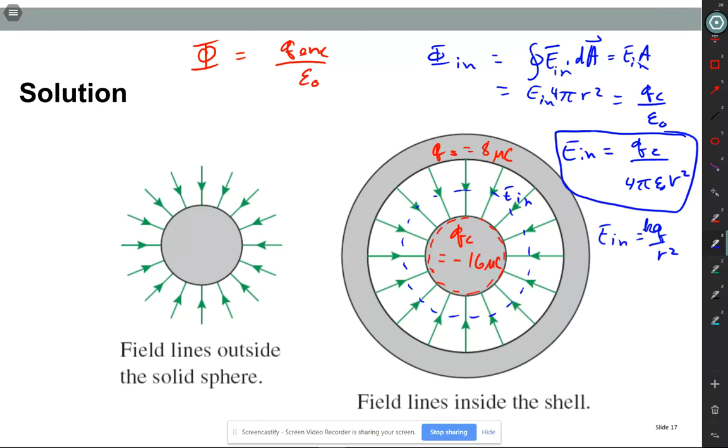So the electric field between the shell and the core is the same as it would have been if the shell didn't exist. It only depended on the charge at the core. Now let's go out further.